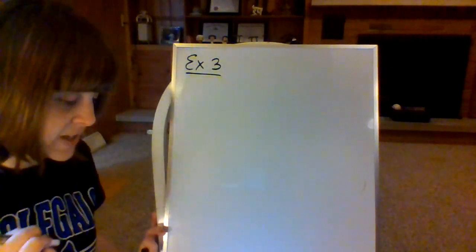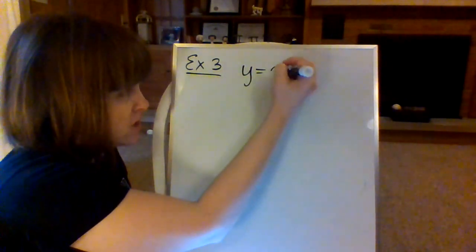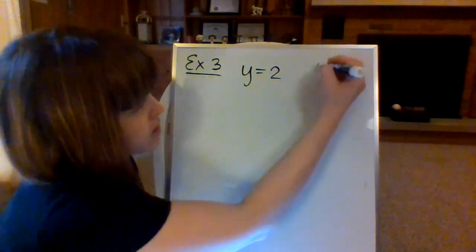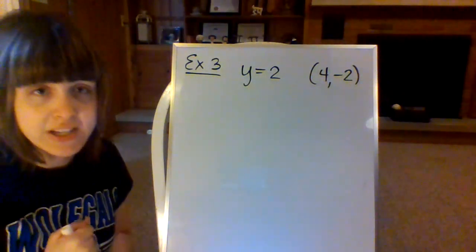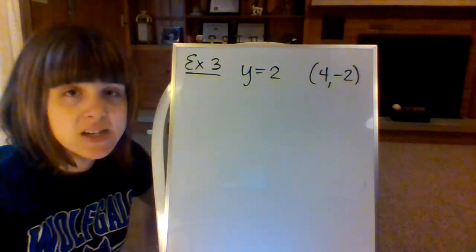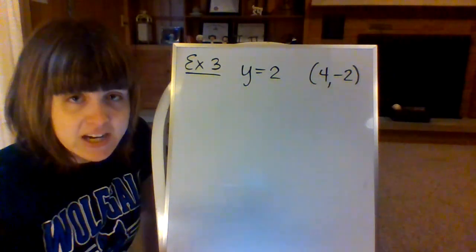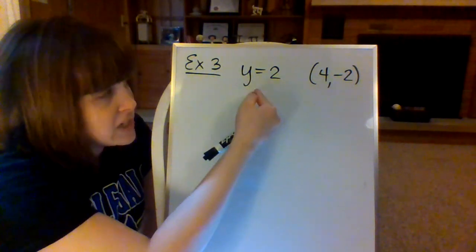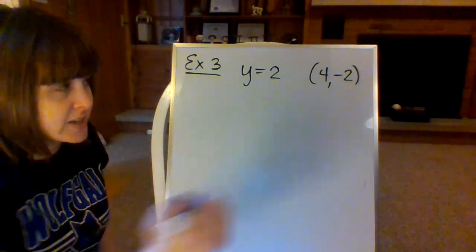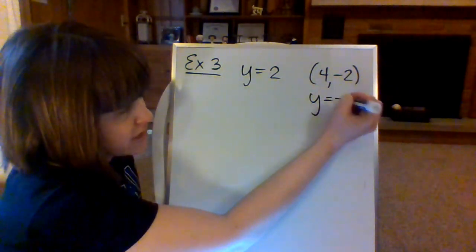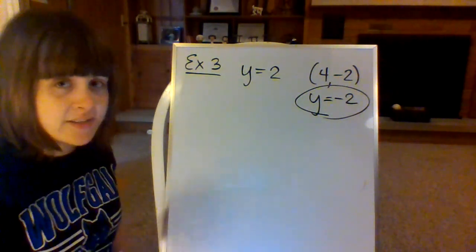Alright, so example 3 says, find the equation of the line that is parallel to the line y equals 2 and passes through 4, -2. Okay, I'm going to let you in on something special about this. Whenever you have y equals 2 and you want something parallel to that, you're going to write y equals the y of your point. Okay, so our equation is going to be y equals -2, and I'm going to draw you a picture now to show you why that is.